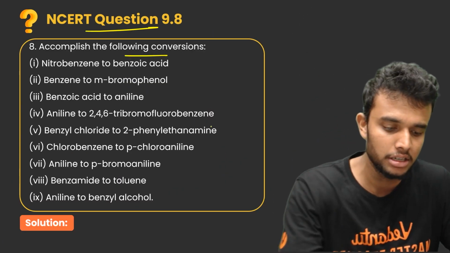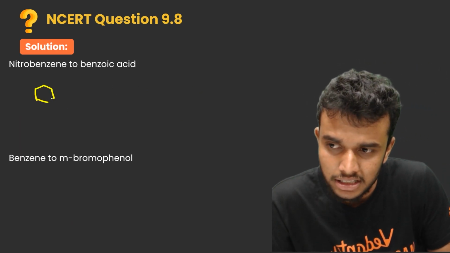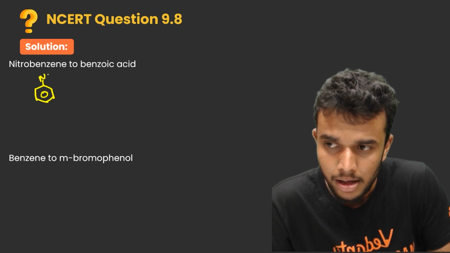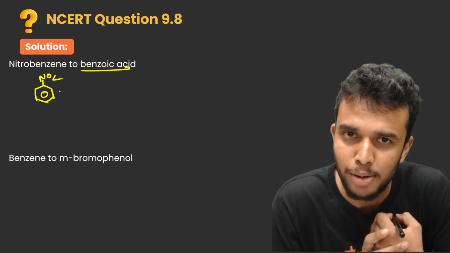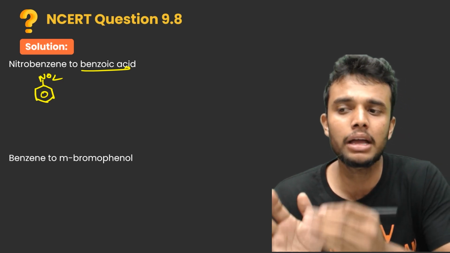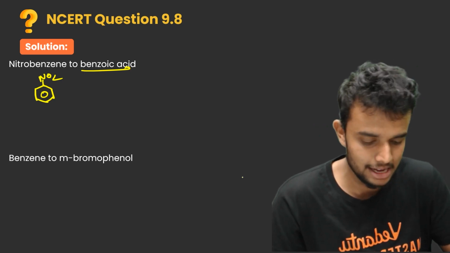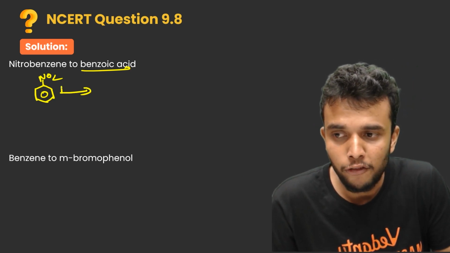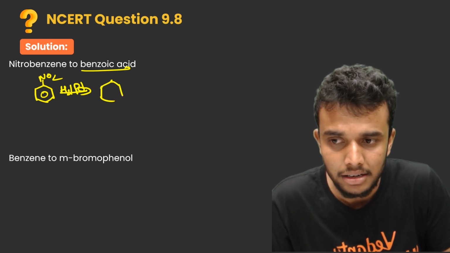Accomplish the following conversions. The first one, benzene to benzoic acid. What is the structure of benzene? This is the structure of nitrobenzene, right? To convert to benzoic acid, we are already familiar with the application of diazonium chloride salt. If we convert nitrobenzene to diazonium chloride salt, we can easily convert it to benzoic acid. For that, the first step is catalytic hydrogenation. It yields aniline, right, students?